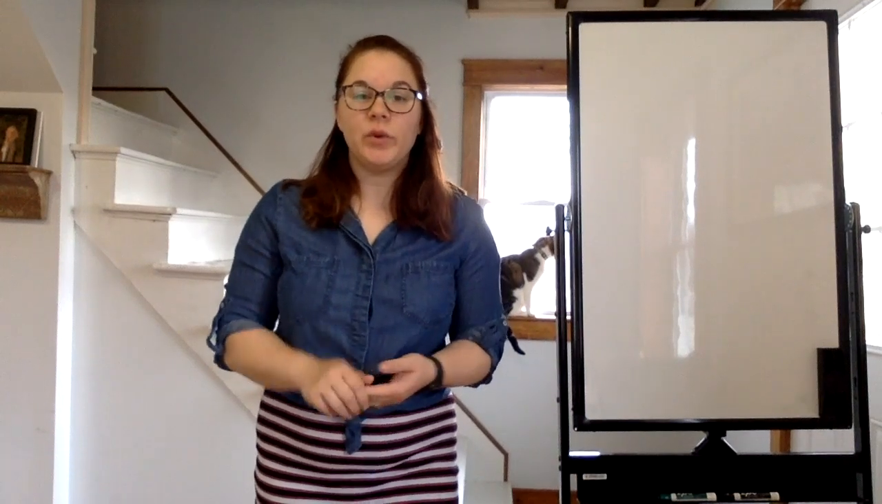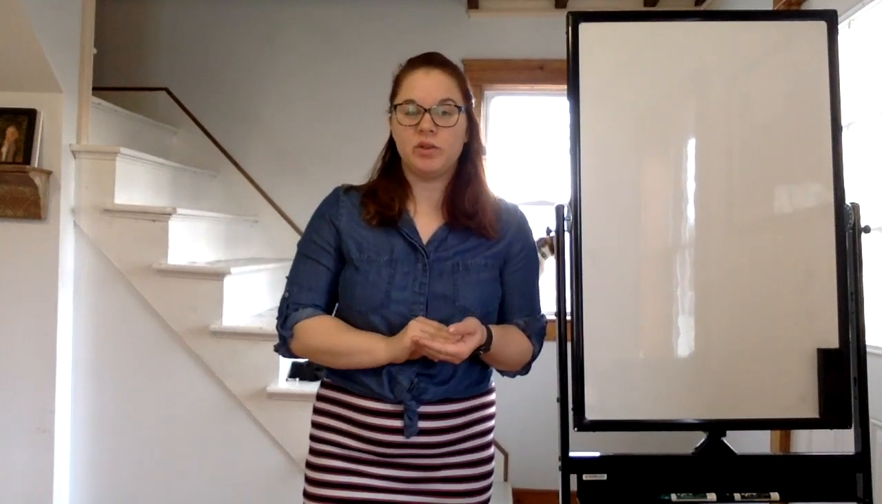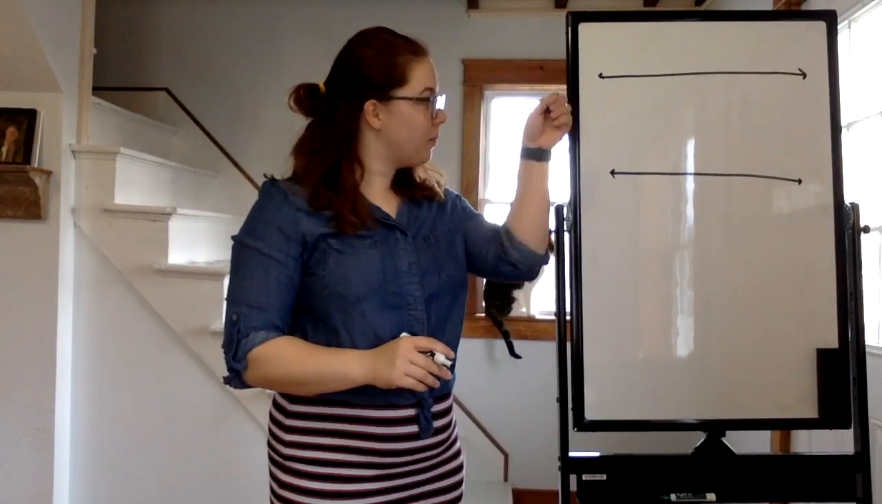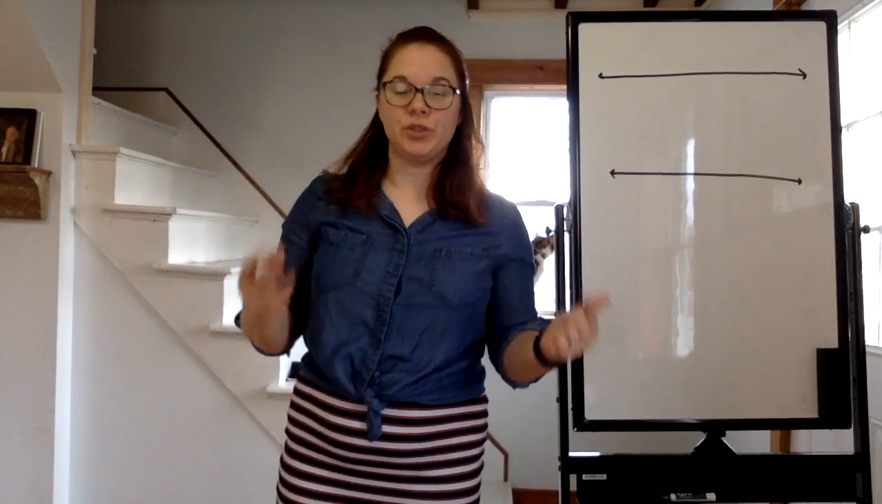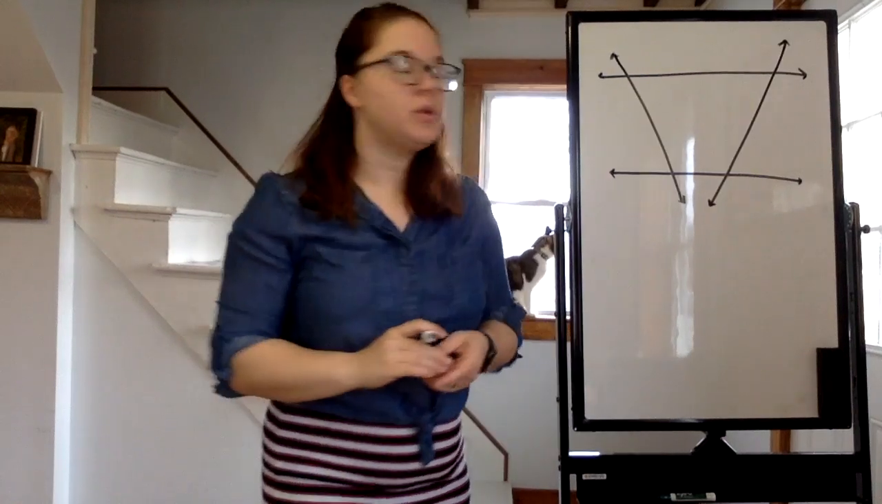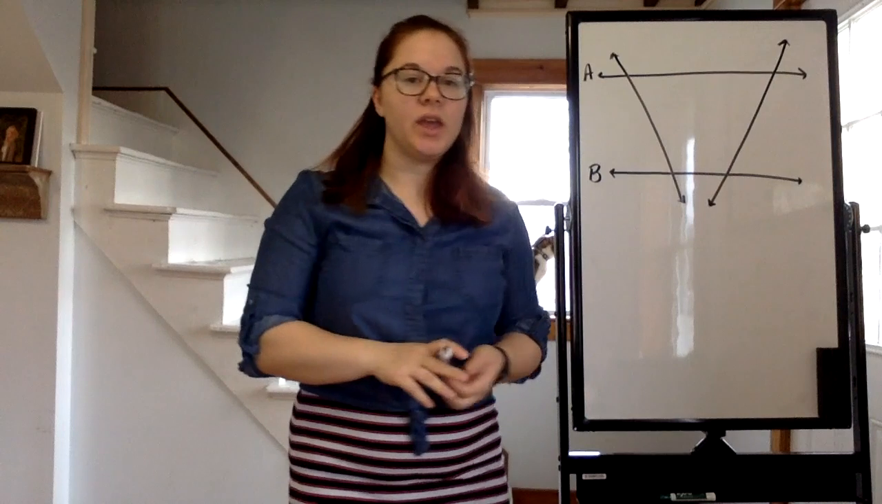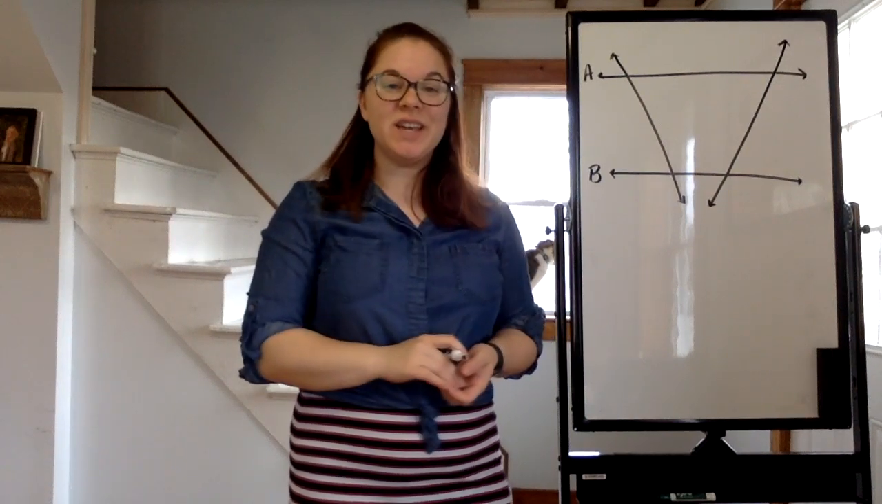Hi everybody, we are going to do some additional examples of using angular relationships to find the measure of angles today. Our first example is going to have two transversals in it. So we start with our parallel lines and then we're going to add two transversals. So our parallel lines are A and B and our transversals are C and D.